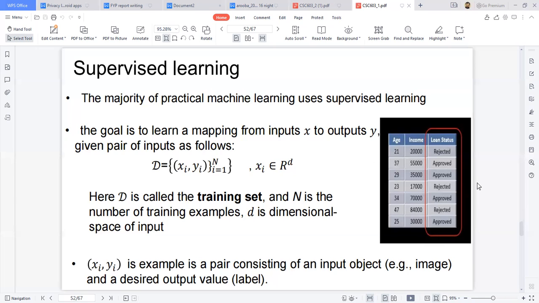The input is age, and the target is income? No. Age and income, both are input variables. Only one will be the output variable, depending on what we actually want to do. If our plan is to find the loan status, then this is the target or output variable, and all others will be input variables. So age and income will be X, and Y will only be one variable, which is loan status.